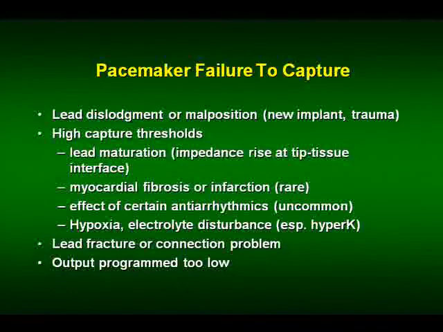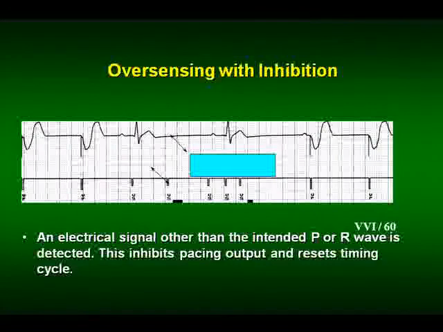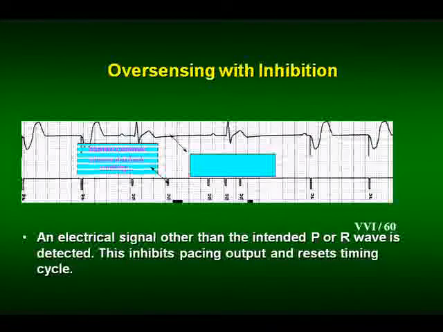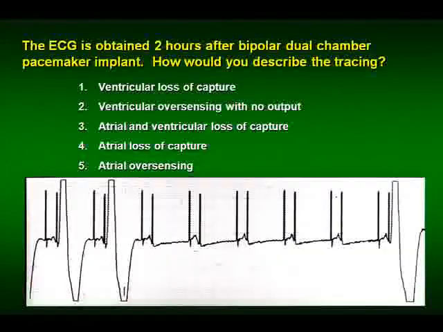Certain antiarrhythmics in high doses can cause pacing thresholds to change. You have to worry a lot about hypoxia and electrolyte imbalance. Severe hypoxia, acidosis, hyperkalemia can produce big effects on refractory periods. This is oversensing, and we'll see that there. And I'm going to move through quickly.